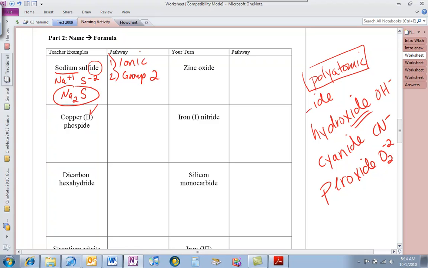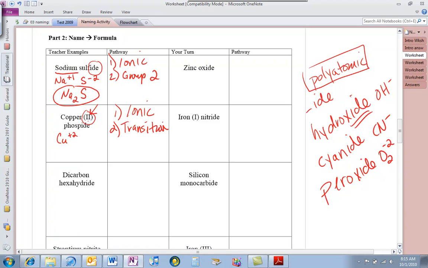Copper 2. Do you have to look copper up on the periodic table and find its charge? No. If you guys see this Roman numeral, you should know right away, first of all, it's ionic, because that's the only one that gives you that. And 2, it had to have been a transition metal, because that's the only one that gives me that. So that means it's copper plus 2.